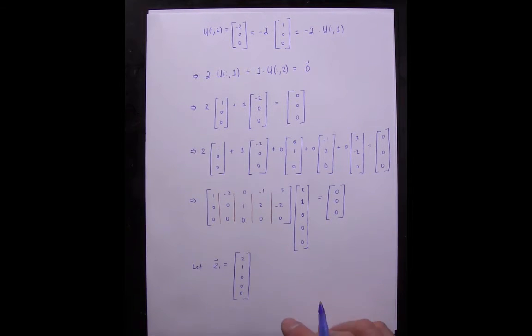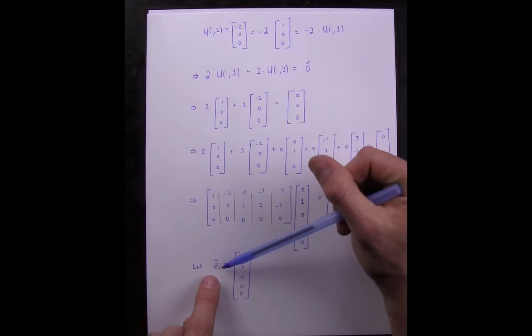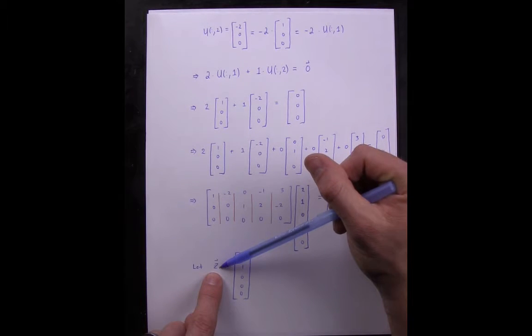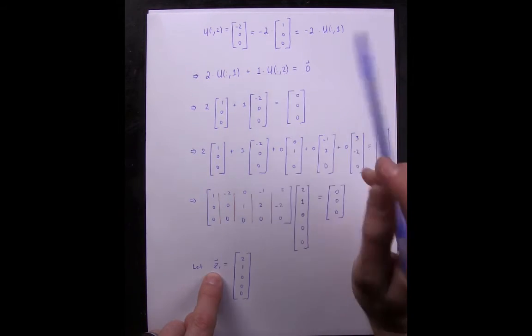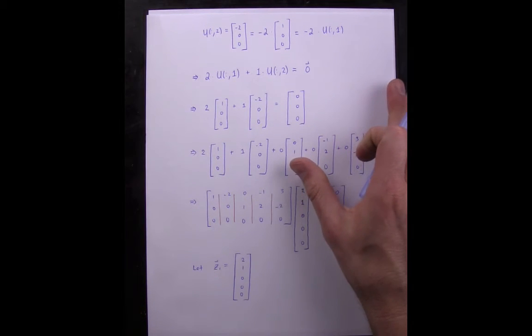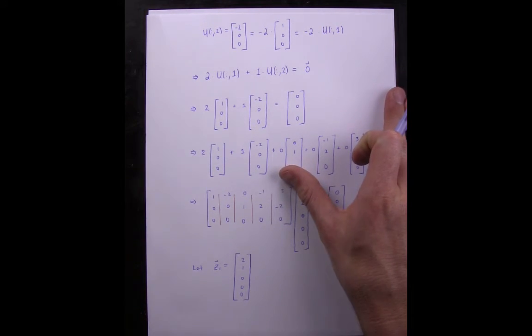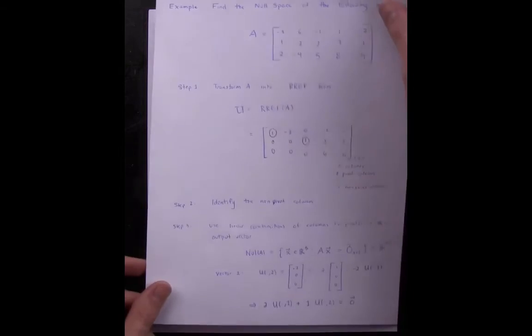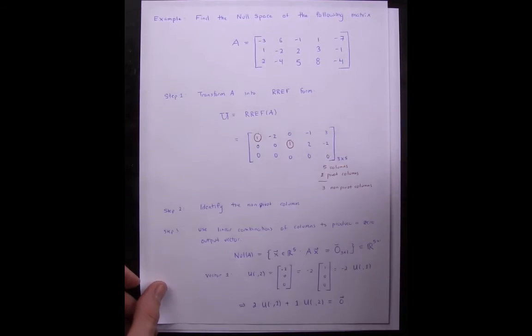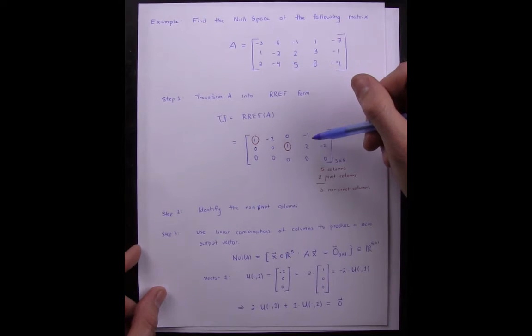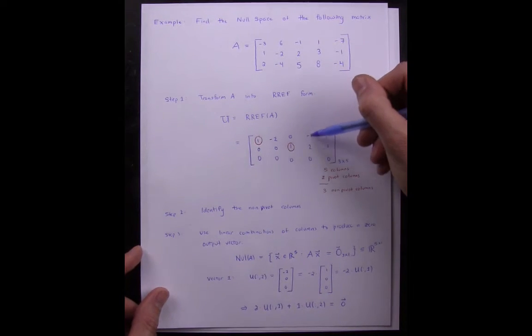Let's move on to the next one. We said that the first vector for our null space that we found corresponded with the first non-pivot column. Let's find the next one. Well, the next vector in our null space is going to correspond with the second non-pivot column. In this case, we recall from our initial calculations of the RREF, here was our second non-pivot column.